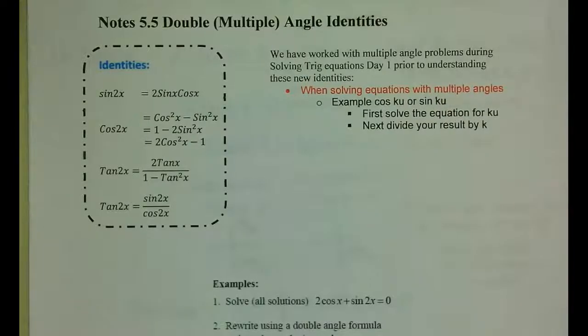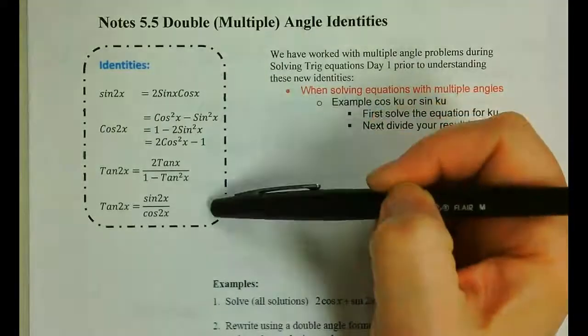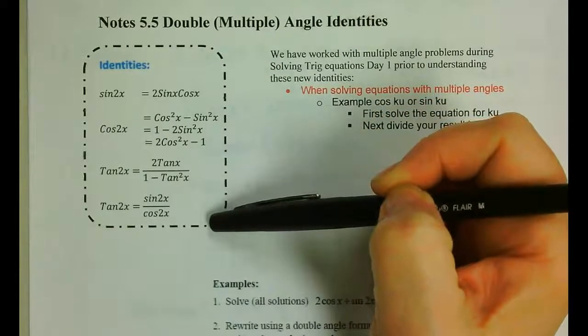Hi, today we're doing notes for 5.5, multiple angle identities. In this section in your book, there are actually several sets of multiple angle identities. It talks about double angle identities, power reducing formulas, and half angle identities. Of those different types, we are really today just going to focus on the double angle identities, which are these identities right here.